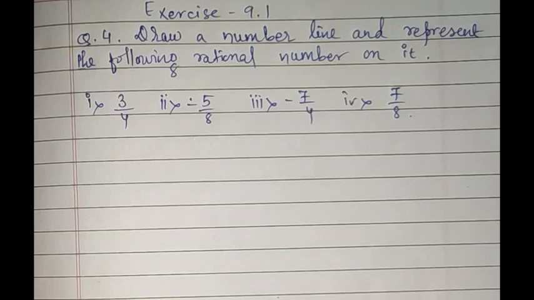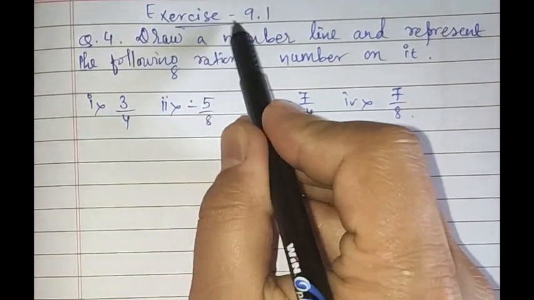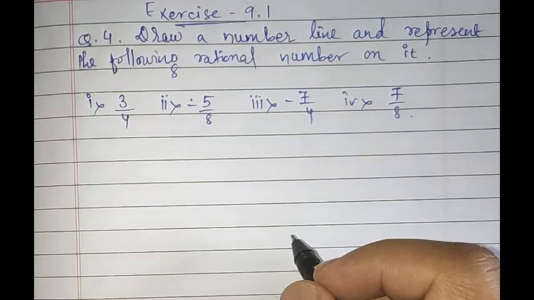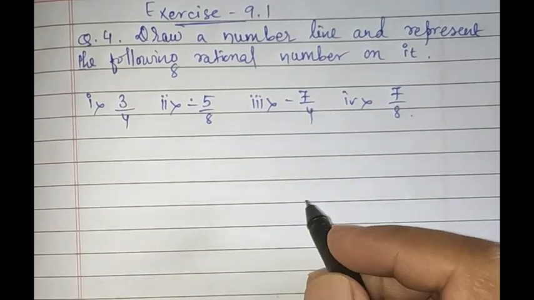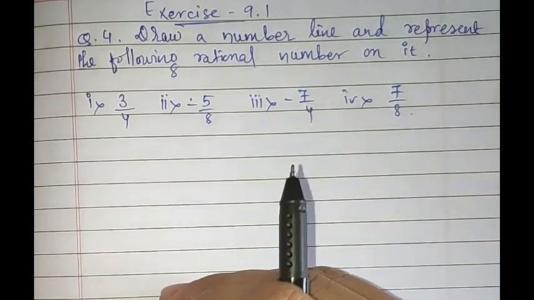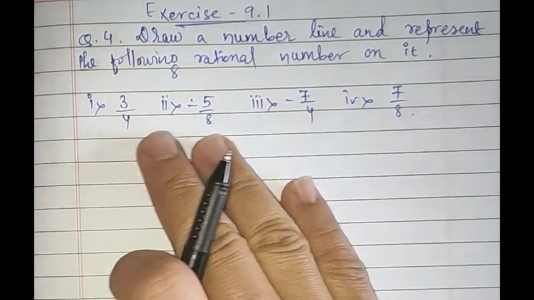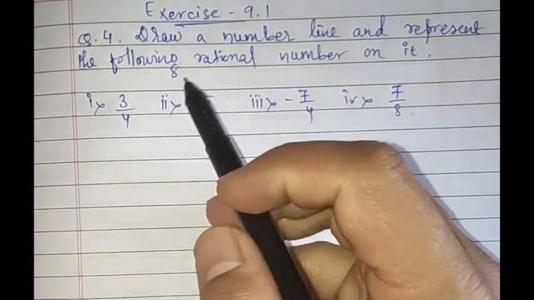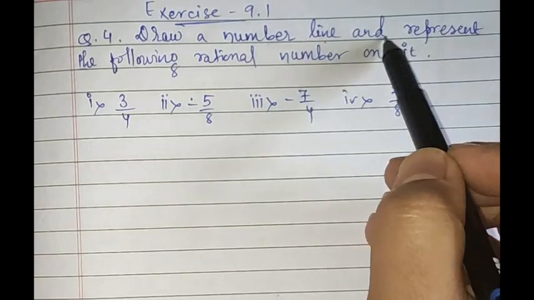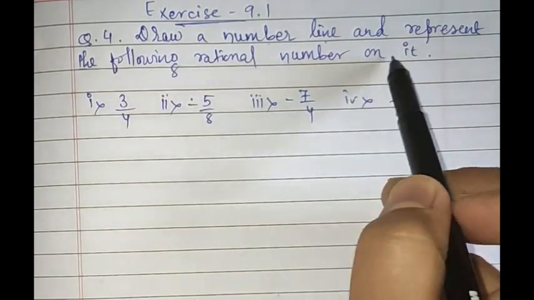So students, this is question number 4 from exercise 9.1. We are starting our class assignment now. Okay, till now we have done our home assignment. So the question is, draw a number line and represent the following rational numbers on it.